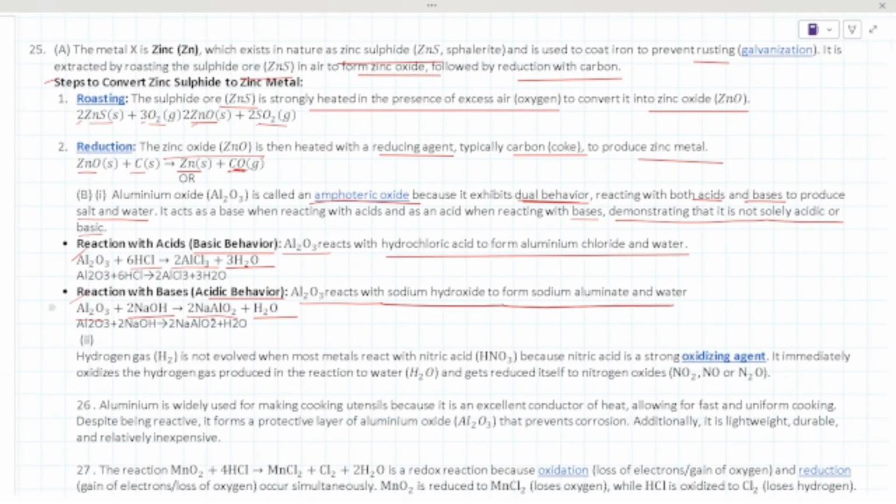Hydrogen is not evolved when most metals react with nitric acid because nitric acid is a strong oxidizing acid. It immediately oxidizes the hydrogen gas produced in the reaction to form water, and gets reduced itself to nitrogen oxides. That will be NO2 or NO, or you can say N2O.